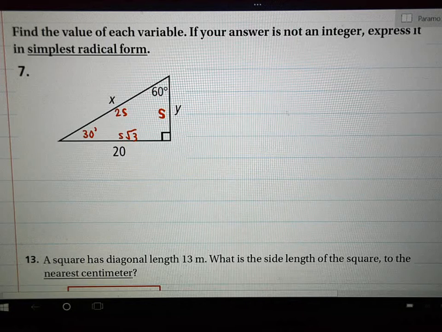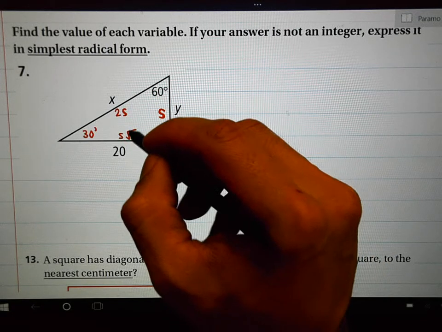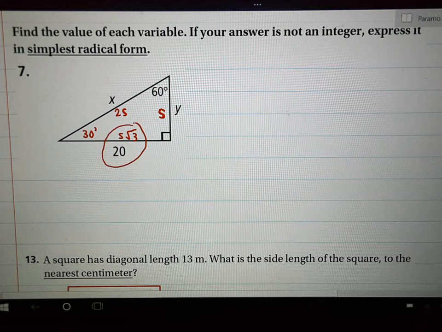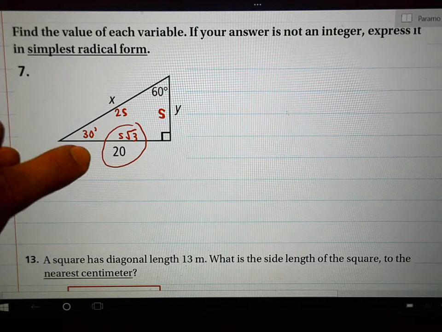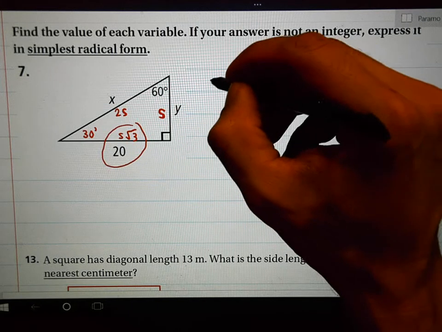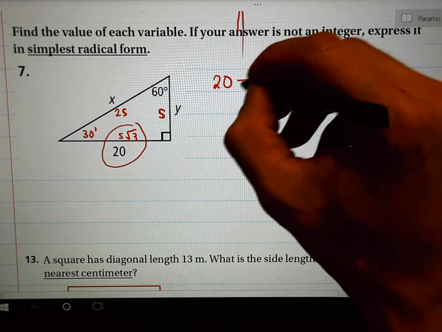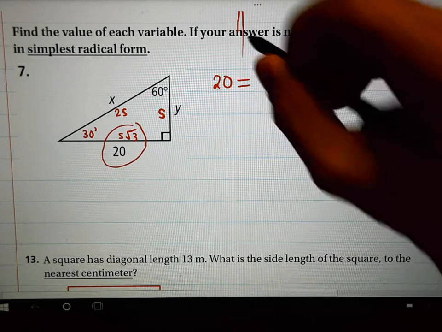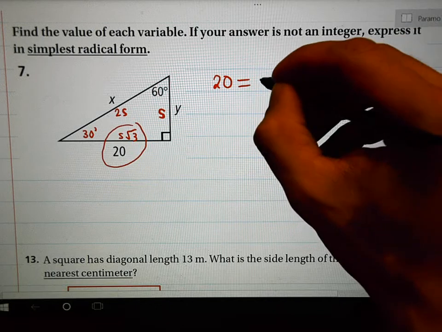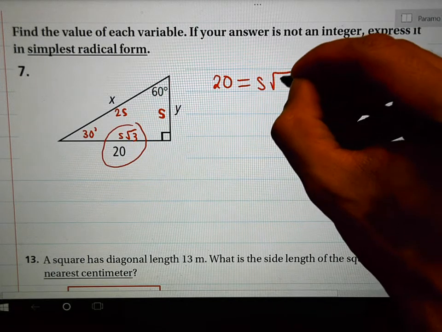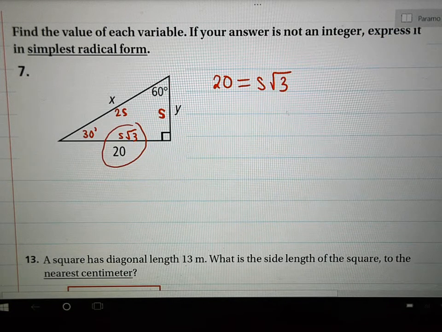I started with number 7 because this is like one of the harder ones that I was trying to show you before. Now we need to figure out what s is using this value that's given. 20 is the same thing. Where did that come from? Is the same thing as s root 3. These are equal to each other.